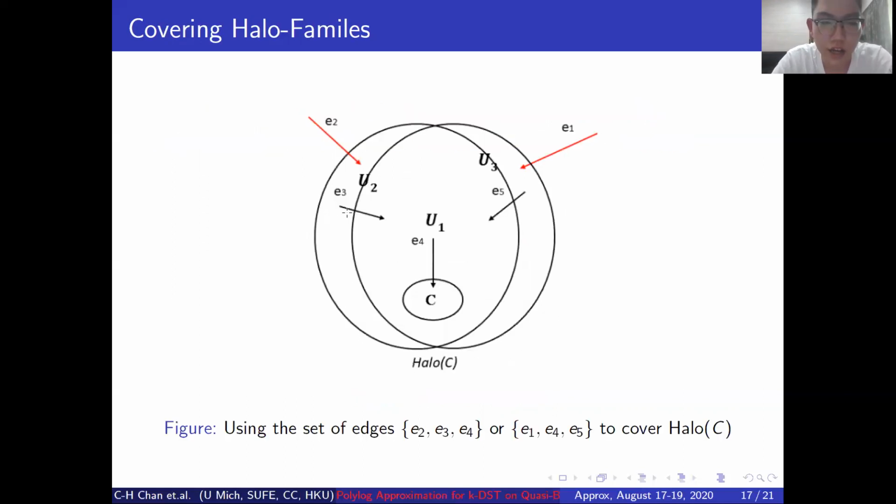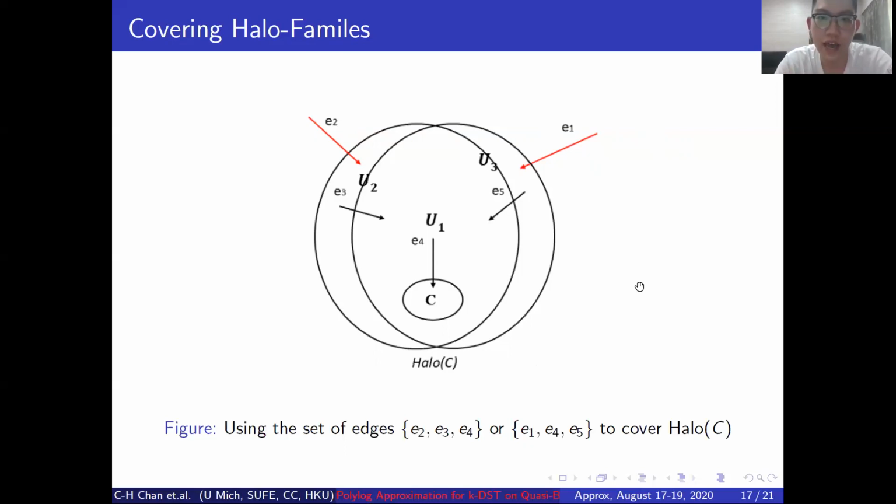Here's another example for covering hollow families. In this example, the hollow families contain 3 different sets, U1, U2, and U3. Note that U1 is the core. We can use the set of edges E2, E3, E4 to cover these hollow families, or we can also use E1, E4, E5 to cover these hollow families.